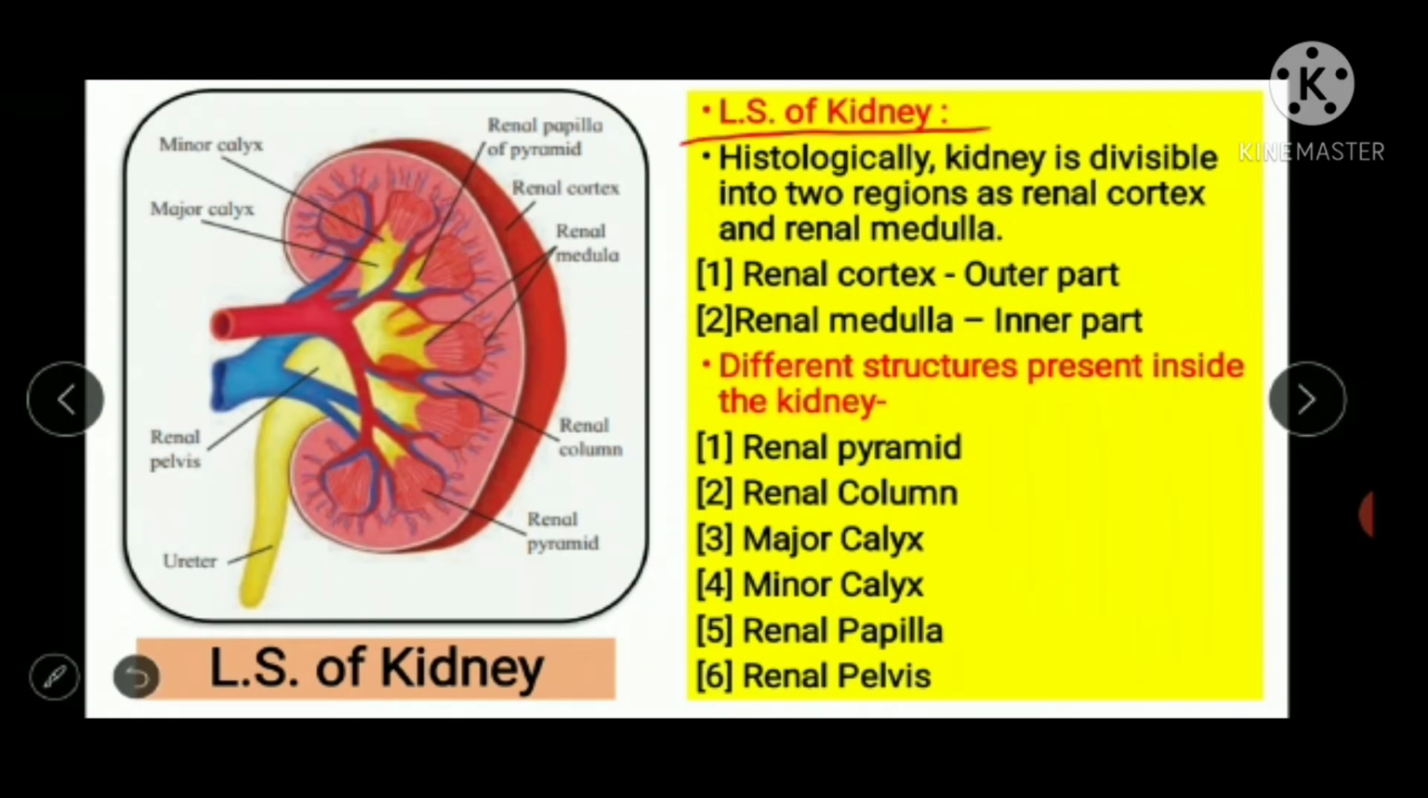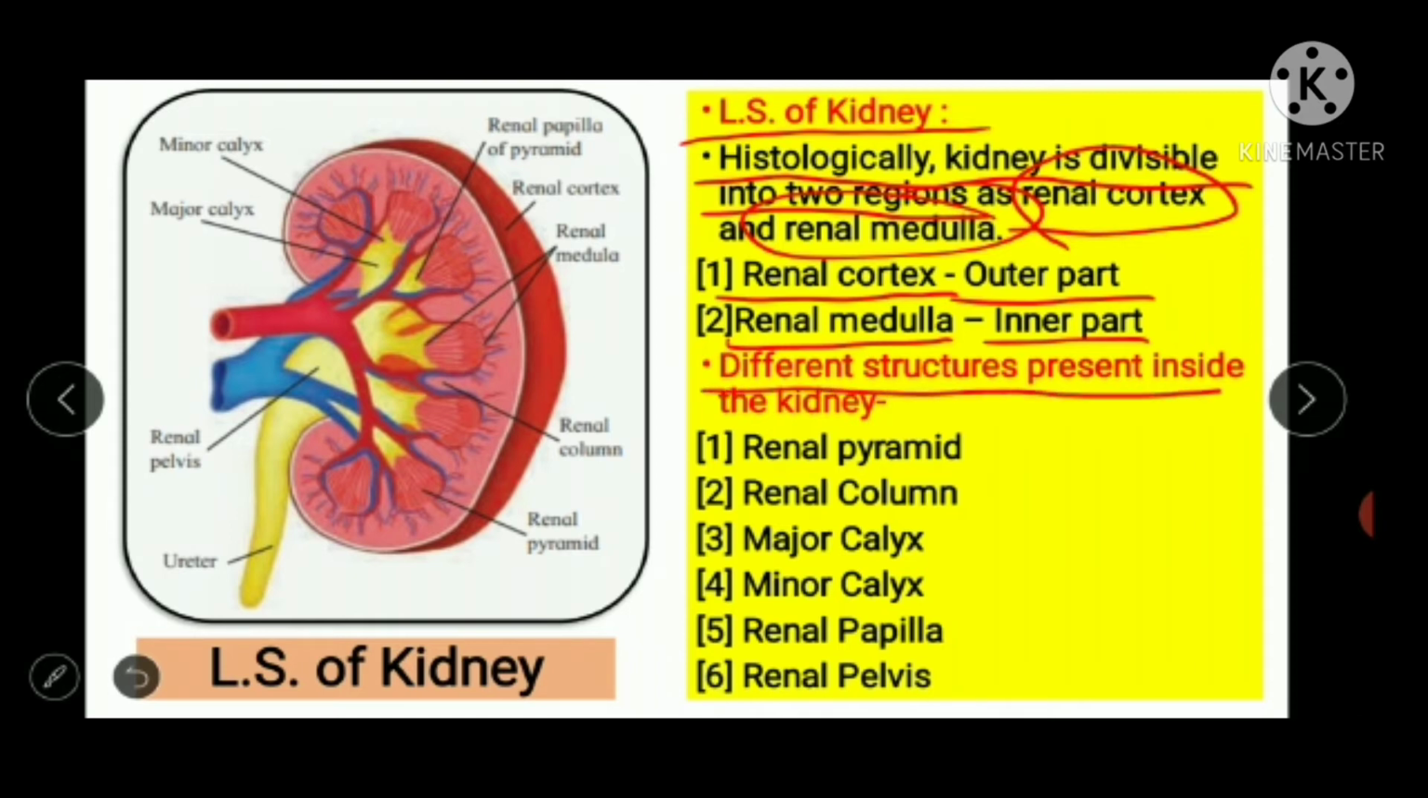LS of kidney. Now, what do you mean by LS? Longitudinal section of kidney. Histologically, kidney is divisible into two important regions, renal cortex and renal medulla. The outer part of the kidney is called as renal cortex and the inner part of the kidney is called as renal medulla.